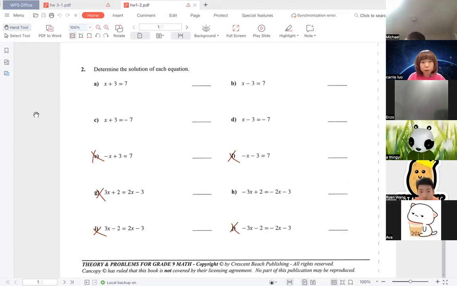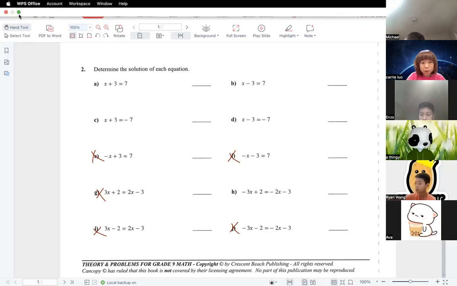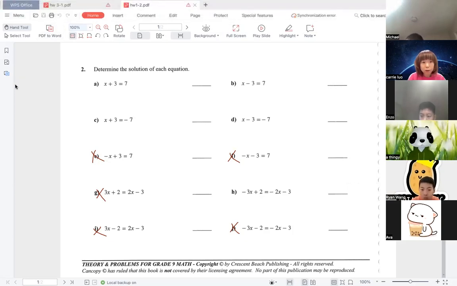Okay, so now I'm going to take a look at this one. So the first one, Enzo, could you please tell me negative x plus 3 equals 7? So x equals what? -4. x equals 4. Okay, so did you check your answer, Ansel? I want you to stand up.